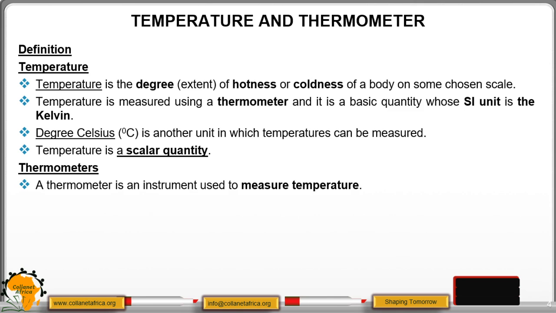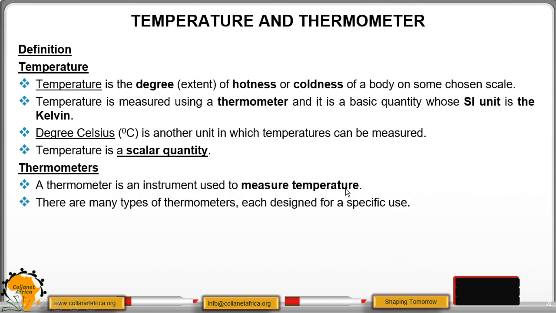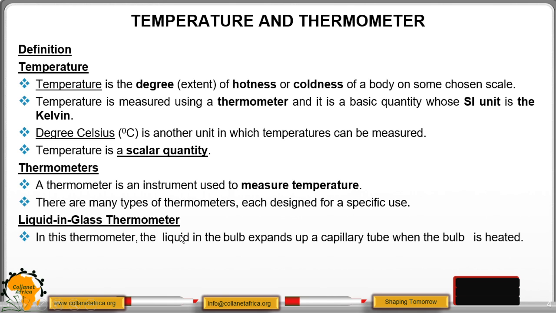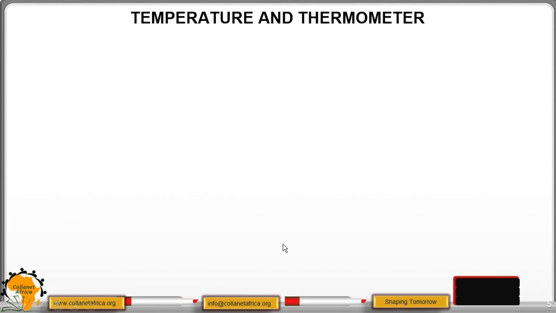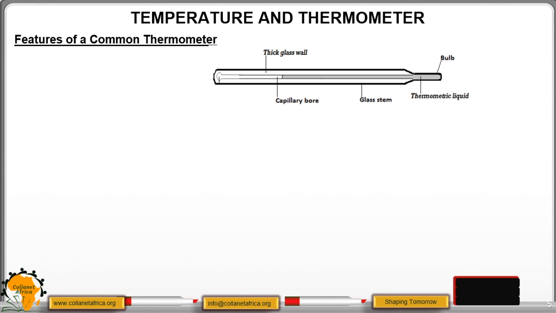Then we move to thermometers. A thermometer is used to measure temperature, and each thermometer is designed for a specific use. So we look at the first one. We have the liquid in glass thermometer. This one has liquid in the bulb, and this liquid expands up the capillary tube when the bulb is heated. So we look at the common features of this thermometer.